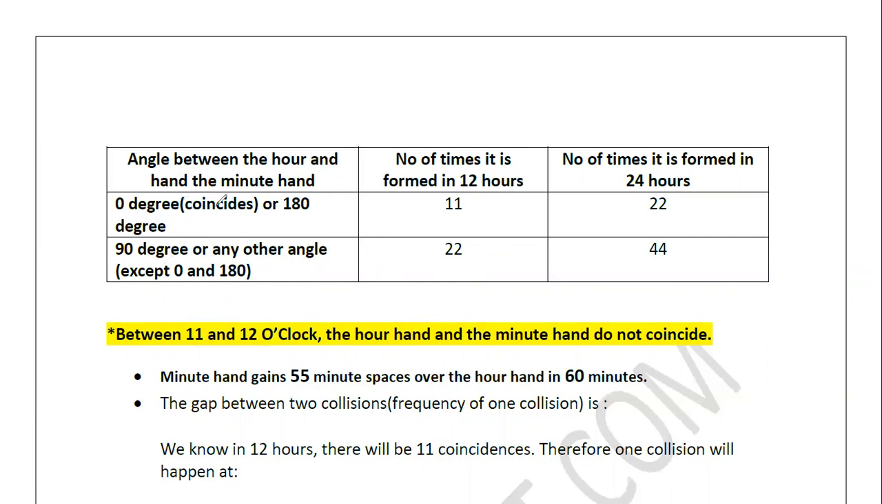Remember this: the angle between the hour hand and the minute hand is 0 degrees or 180 degrees, and this is formed 11 times in 12 hours and 22 times in a day. And the angle between the hour hand and the minute hand being 90 degrees or any other angle except 0 and 180 is formed 22 times in 12 hours and 44 times in 24 hours.